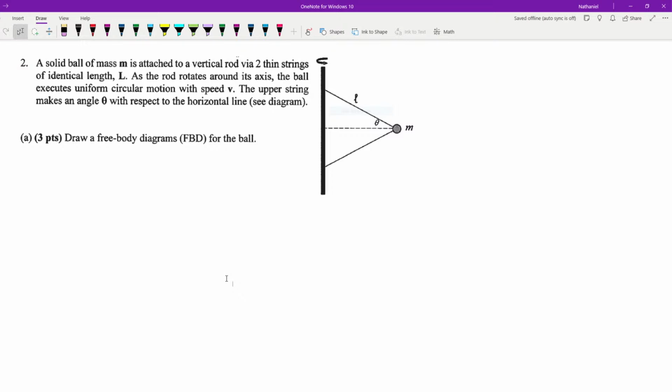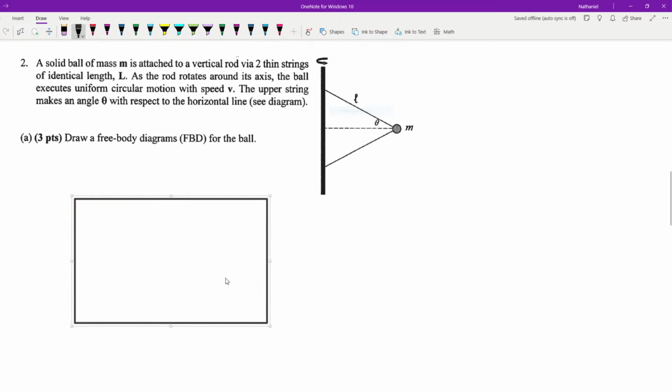So, okay, we don't know what theta is. Draw a free body diagram for the ball. Sure. Okay. So, free body diagram, square. Give me that square. Give me that rectangle. Okay. Beautiful.